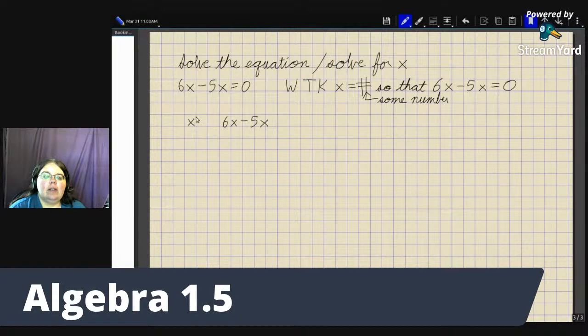So let's take a look. First of all, let's try out saying that x equals 1. Why? Because it makes our calculations really easy, and if we're just trying things anyway, we may as well try something that's going to be easy.